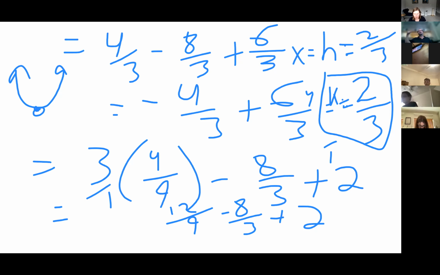Okay. The h and k refer specifically to the vertex, the x and y coordinates of the vertex. But they are x and y values.